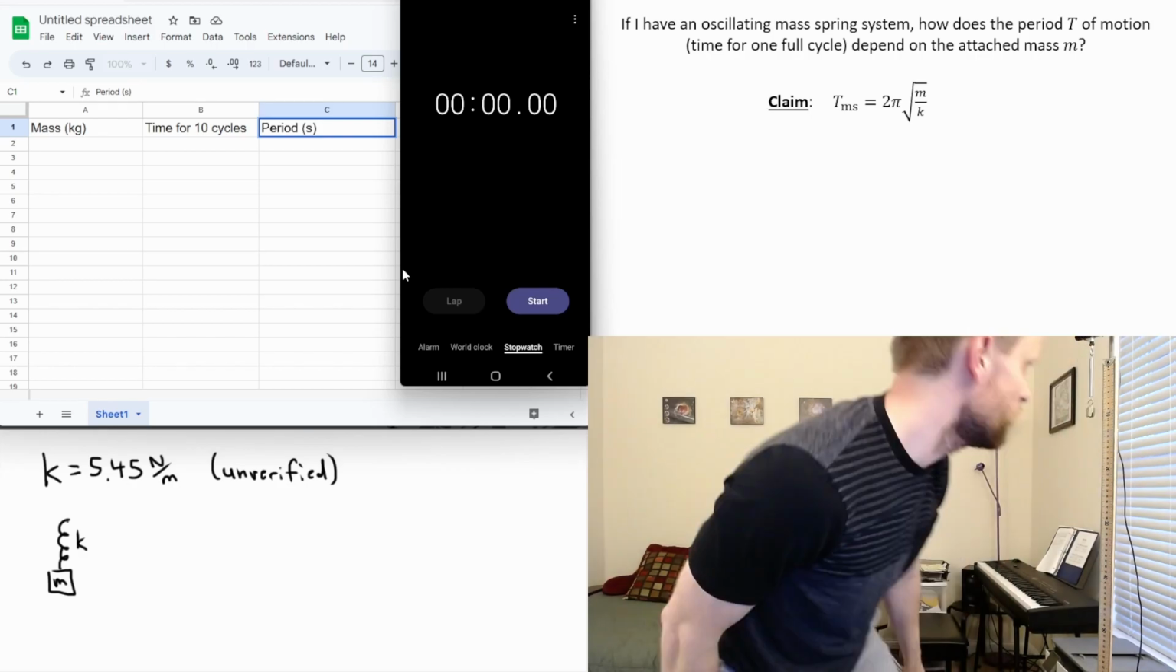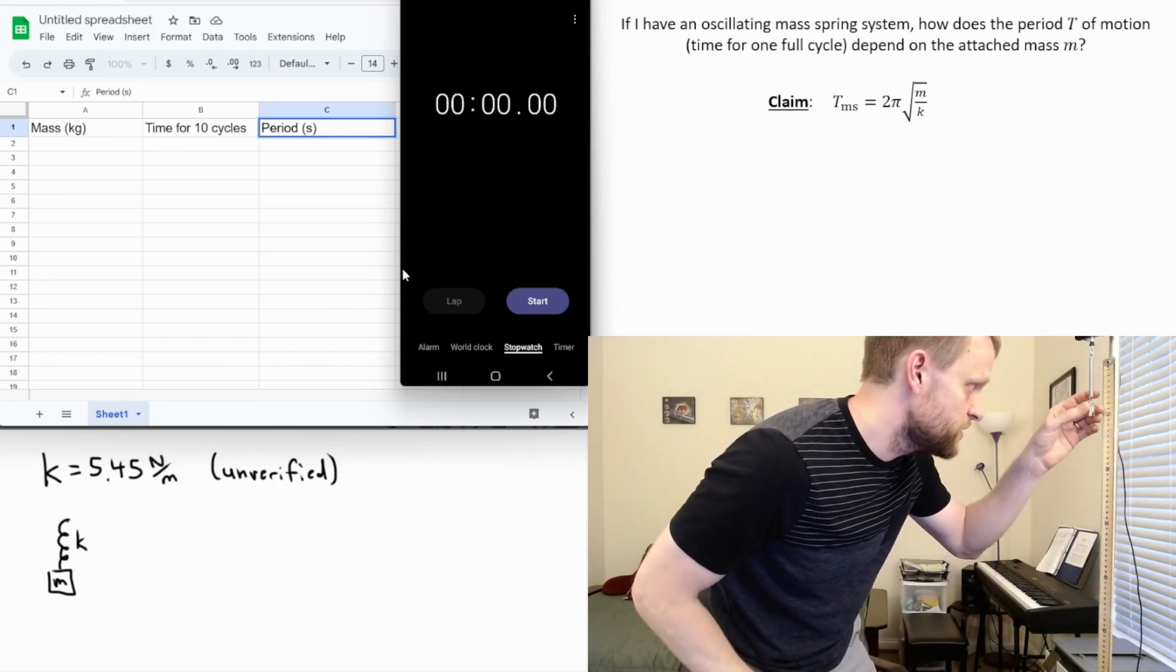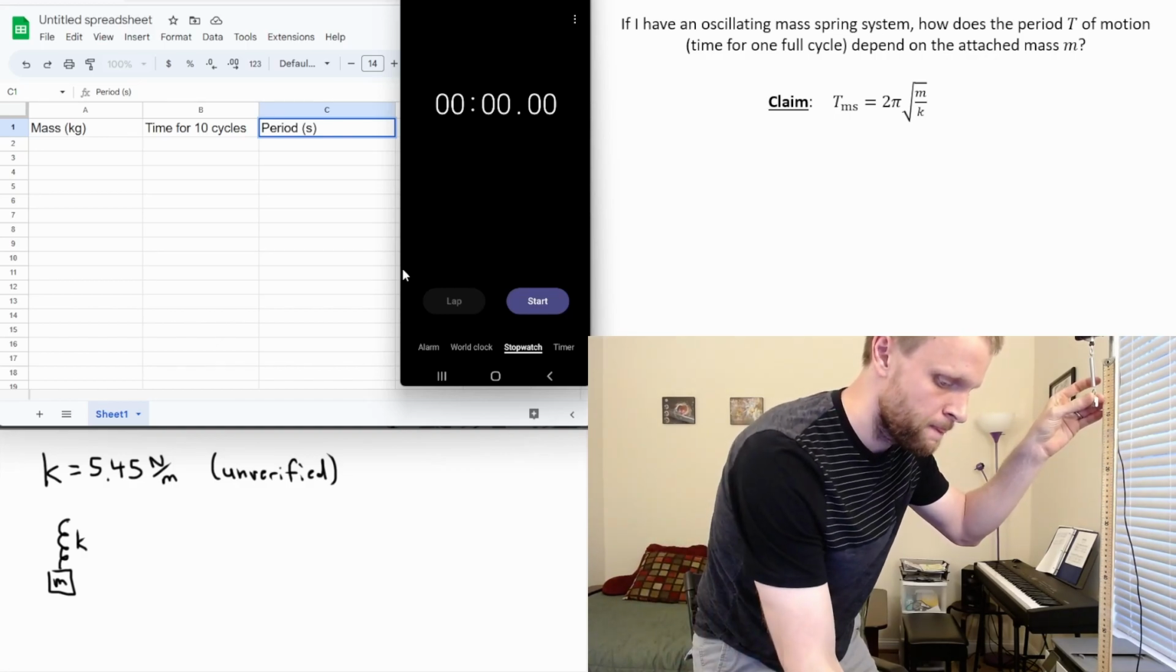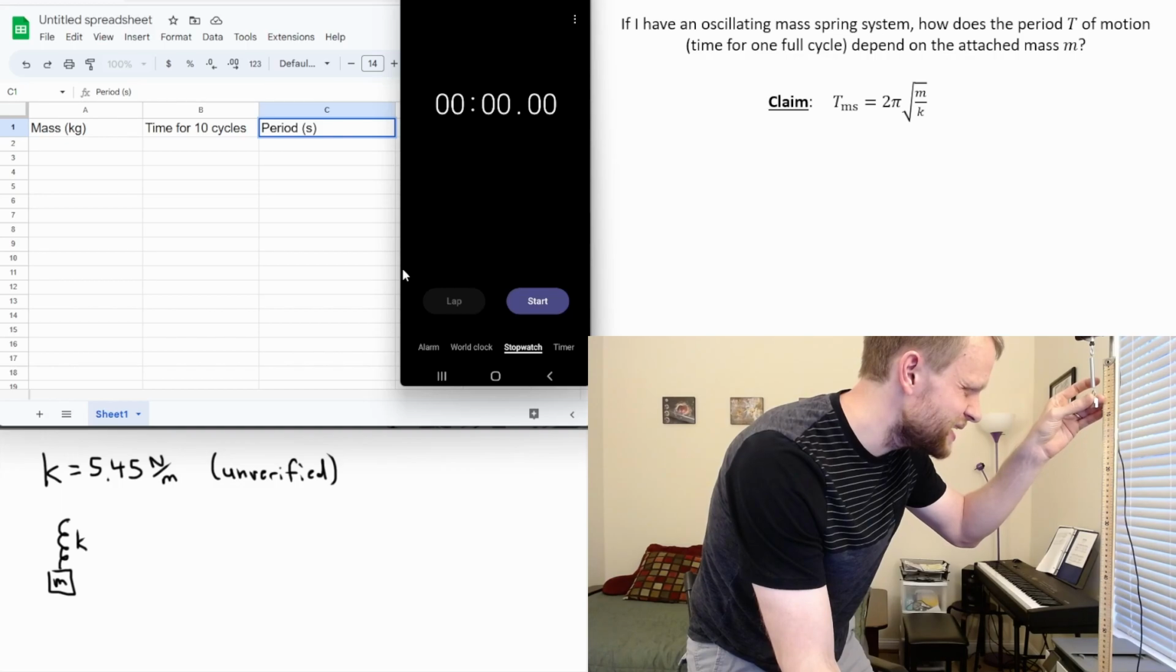Again, I'm going to try to move this so it's only about 1 centimeter up, maybe 1.5 centimeters, to get a little bit more motion. And we're going to start timing in 3, 2, 1, start. 1, 2, 3, 4, 5, 6, 7, 8, 9, 10.